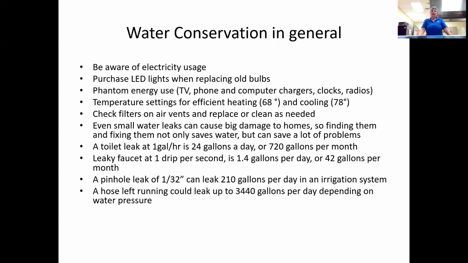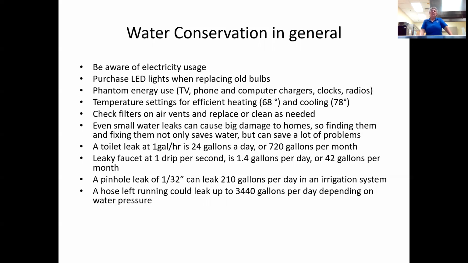Be aware of what is now called phantom energy use. This is on your chargers for your phone and computers. If you keep them plugged into the wall, they're still drawing electricity. All of the clocks you have on, all of the radios you have, and your television, it's still using energy when you're not using it. I had one teacher, this is anecdotal, she told me that one summer, she and her family decided to unplug everything that they were using at the time. She said they saved hundreds of dollars. Something to think about, something to try.